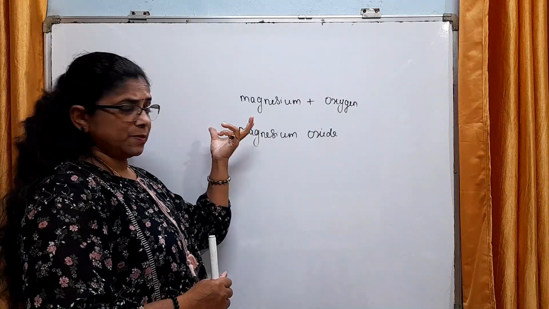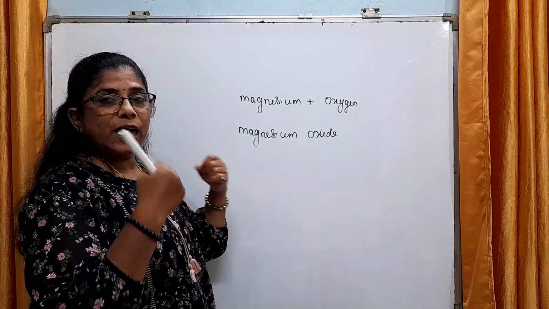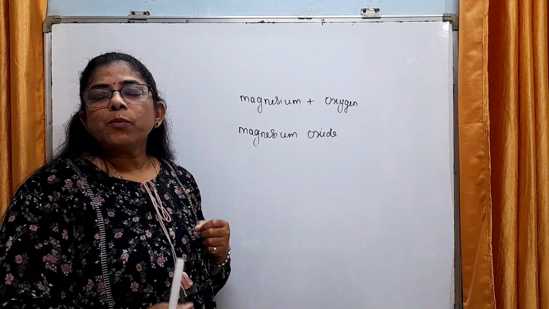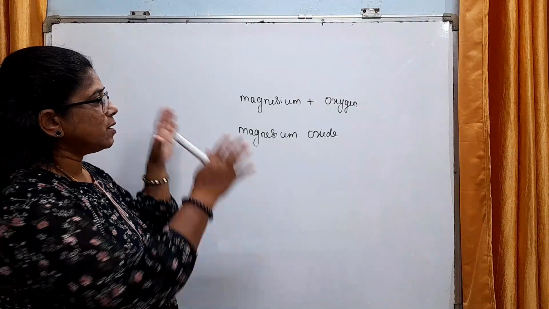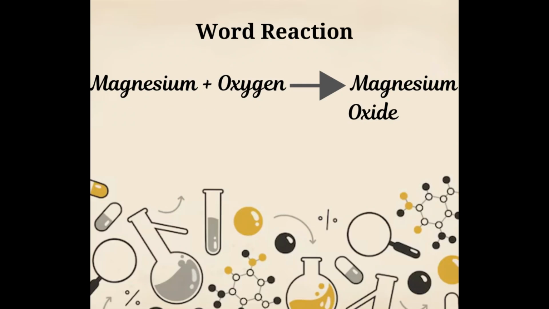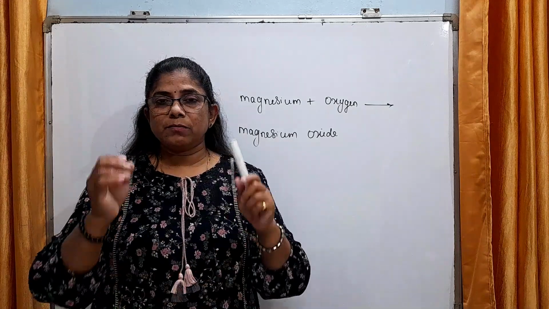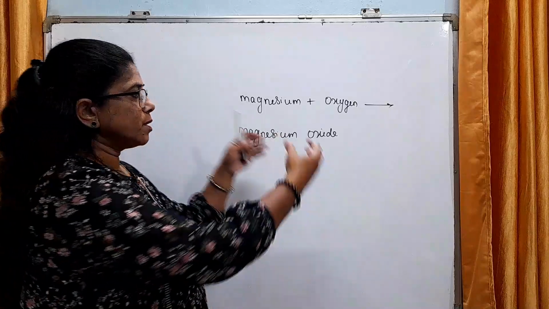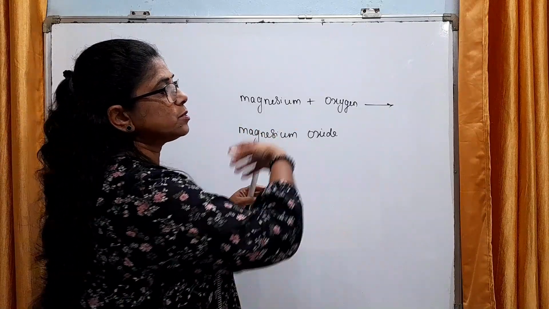Write the names of the actual substances, elements or compounds which are involved in that reaction. We have to write like this and represent. Now here, magnesium plus oxygen. Okay, let us put the arrow. We get magnesium oxide. Magnesium plus oxygen forms magnesium oxide. Means we have to write in words. For example, formation of water. Hydrogen plus oxygen gives us water.